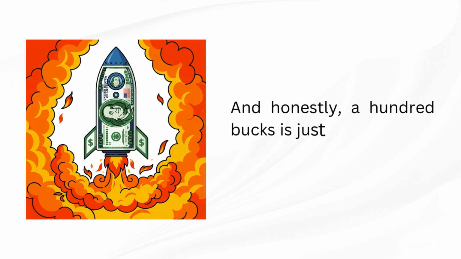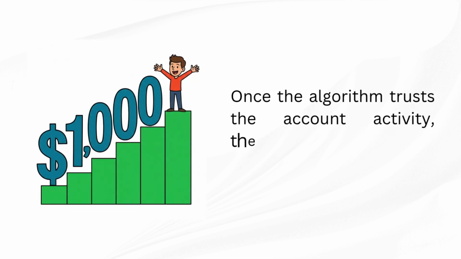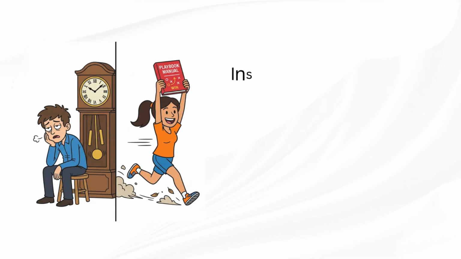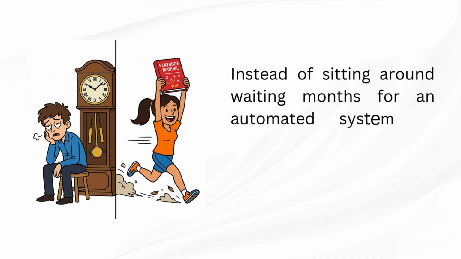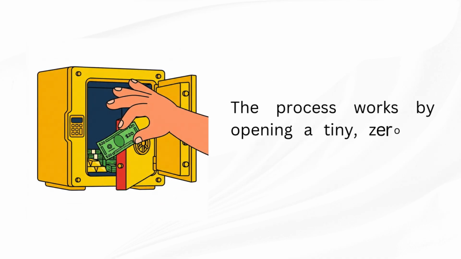And honestly, $100 is just the launching pad. Once the algorithm trusts the account activity, these limits can scale all the way up to $1,000. Instead of sitting around waiting months for an automated system to grant an increase, there is a fast-track playbook to force an upgrade. The process works by opening a tiny, zero-risk loan for just $20.